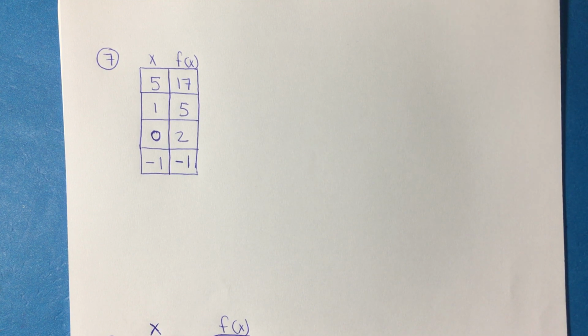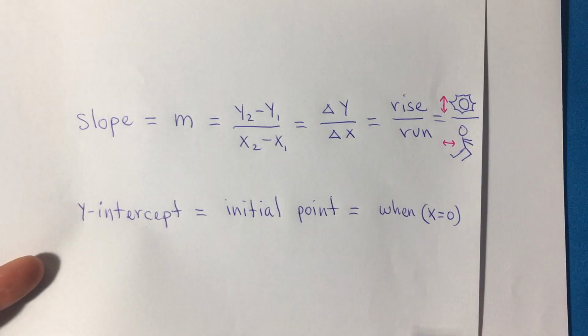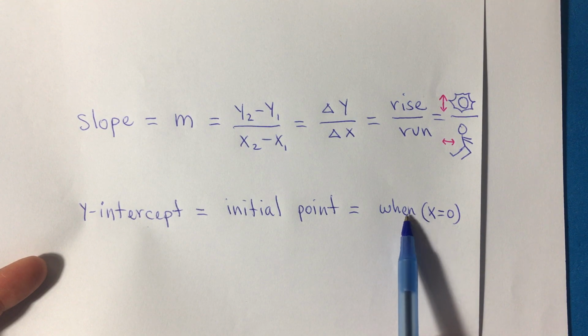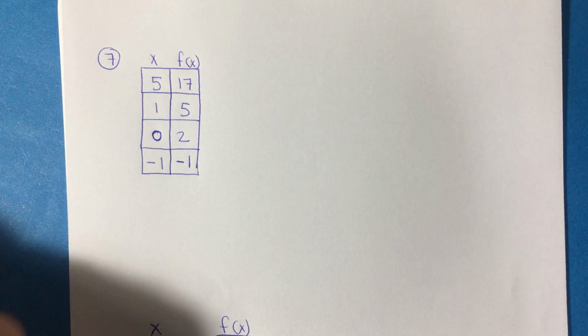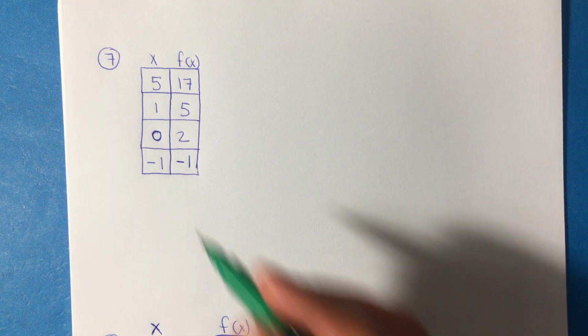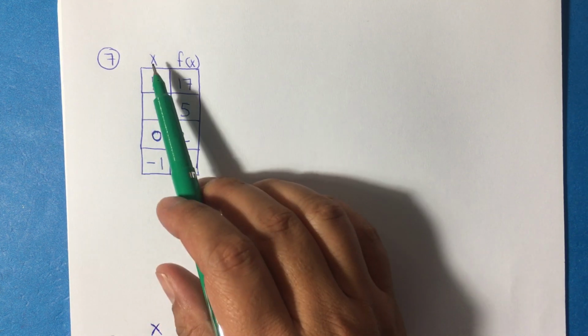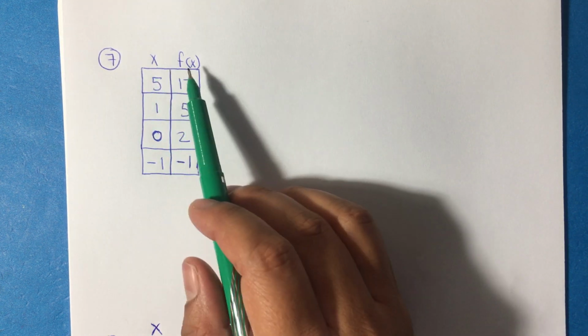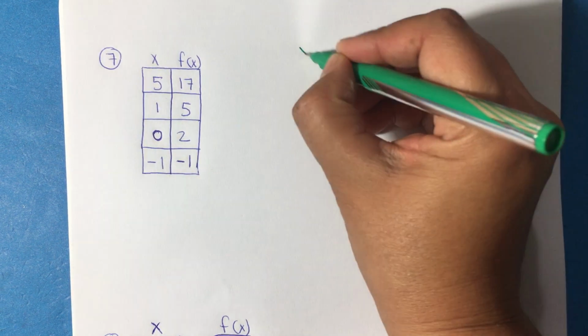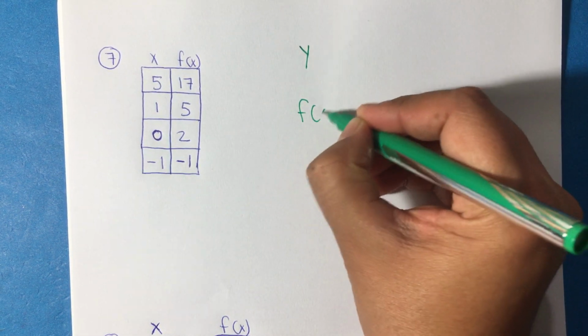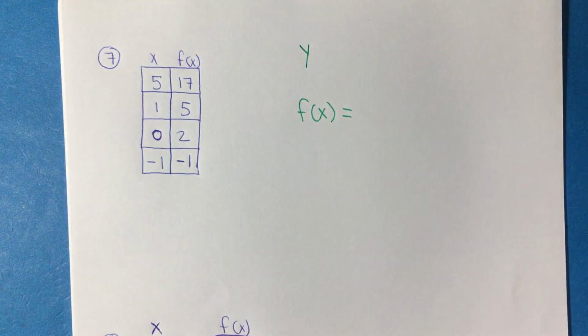Okay, sometimes we're going to be given a table, and that's when we have to analyze. We said that the initial point or the y-intercept is always when x equals 0. So that's the easy way to find our b value. So in this case, we have this table with these values. And let me tell you that when we have x and f of x, the only difference is that y is written as f of x in our equation. I'm going to write them in both ways, but it's the same thing.